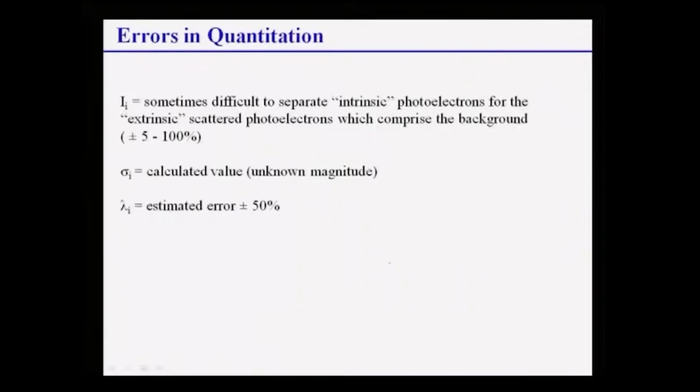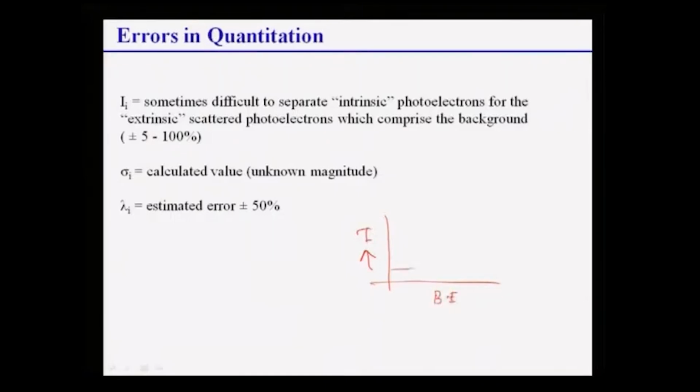Let us talk about errors. As I said, the error is approximately 10%. The error basically comes from the intensity measurements. So, what is the problem there? It is difficult to separate intrinsic photoelectrons from the extrinsic scattered photoelectrons which comprise the background. That means there are extrinsic photoelectrons which form the background of the XPS intensity versus binding energy peak.